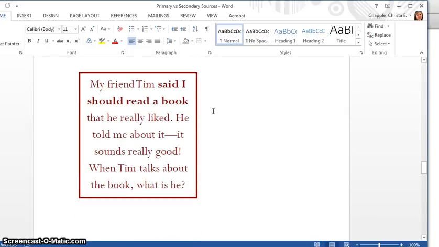My friend Tim said I should read a book that he really liked. He told me about it. It sounds really good. When Tim talks about the book, what is he? Okay, so he's talking about a book secondhand. So he is a secondary source.